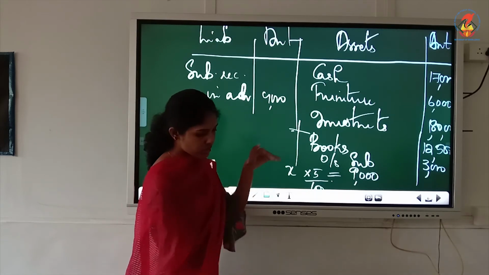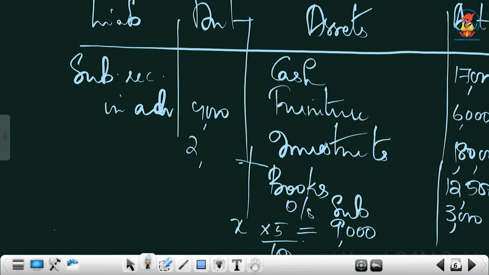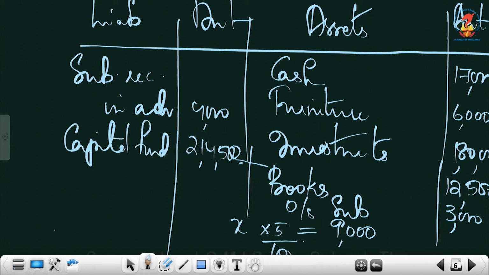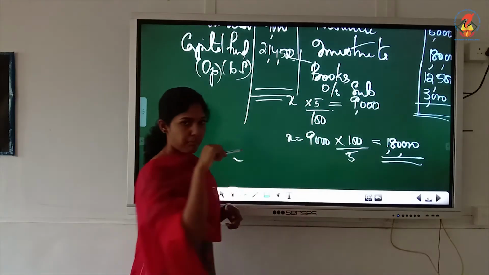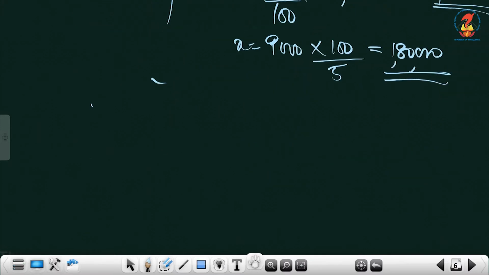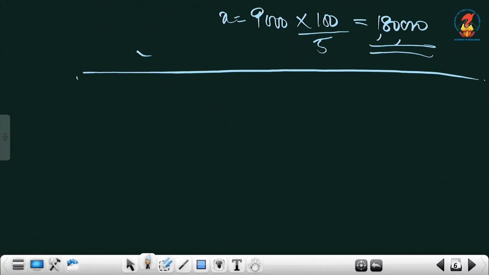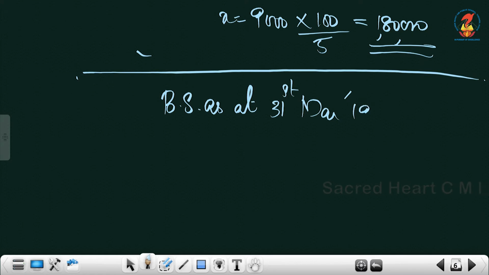Now it's over. You just find the balancing figure. Balancing figure is 2,14,500, which is the capital fund. The balancing figure, this is the opening value. Write the totals and you can close your opening balance sheet. Now we will start the closing balance sheet. Balance sheet as at 31st March 2019.